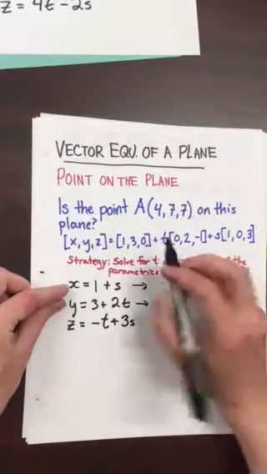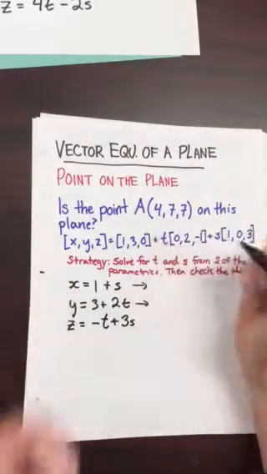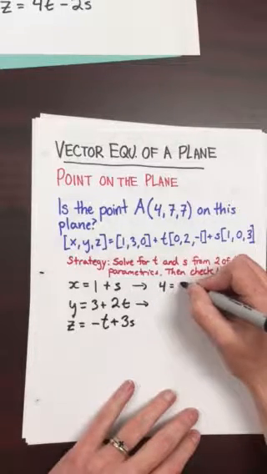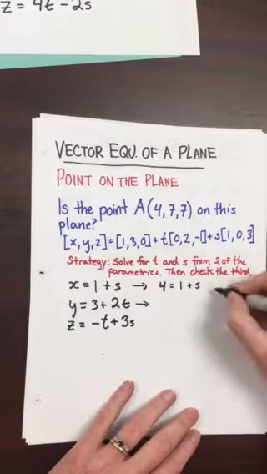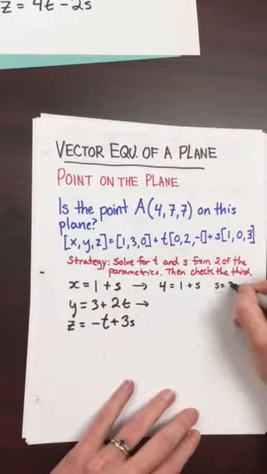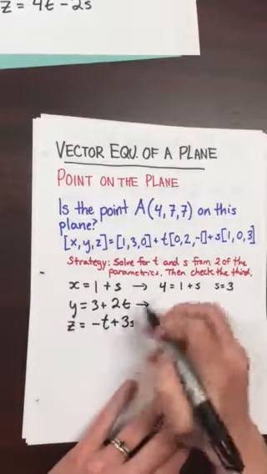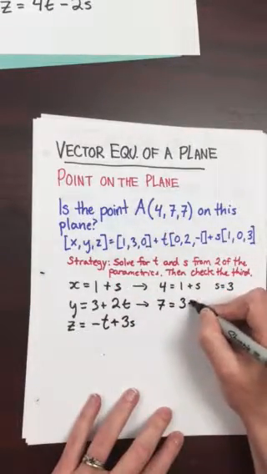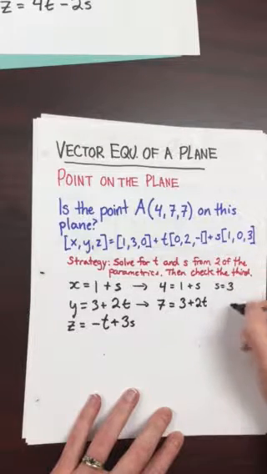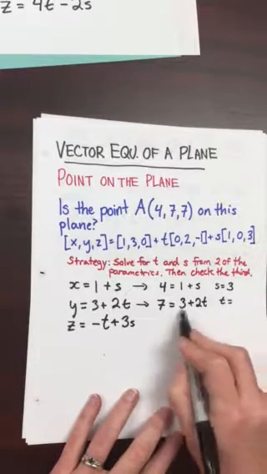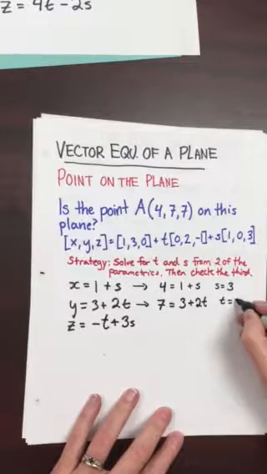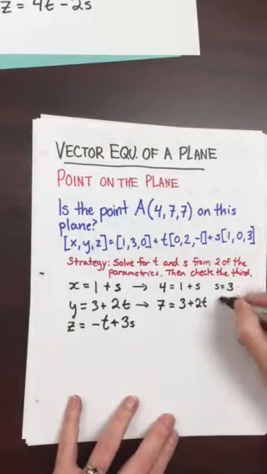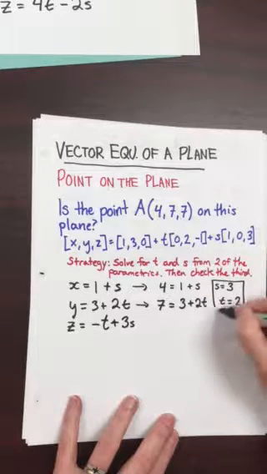I'll take x and replace the x with the x component of the point that I'm testing. So 4 for x, and we would solve for s here. What do I get for s? It would be 3. I would do the same with y, replacing y with the y component of the point I'm testing: 3 plus 2t. And here I'm going to get t is equal to, let's subtract the 3, divide through by 2, t would be equal to 2.